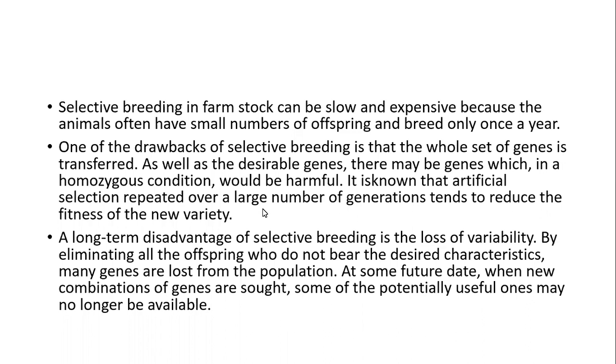Why? Because first of all, animals can only have a limited number of offspring, right? Think about it. Take a look at cows, take a look at goats. They have like what, one offspring, two offspring, that's it. And they breed once a year. So the entire process of selective breeding is quite slow and expensive. Another major drawback is that the entire set of genes is transferred, meaning that along with the desirable genes, you will also end up transferring the harmful genes, right? So not only are you passing on the good genes, but you are also going to be passing on the bad genes. So this can end up causing what?